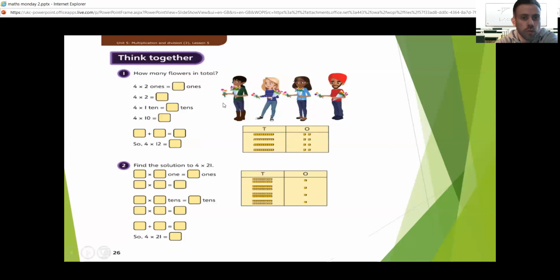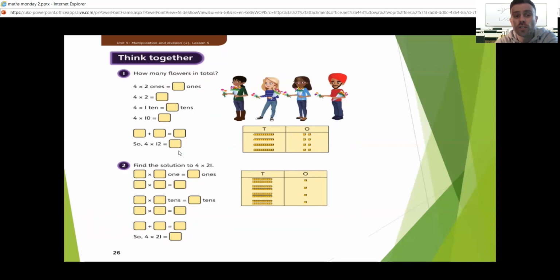All right, so we'll do number one first. 4 times 2 ones is 8 ones. 4 times 2 equals 8. We know that. 4 times 1 10. So what's 4 times a 10? You get 4 tens. 4 times 10 is 40. Okay, we know that. Then you have to do some adding. You have to add your two answers together. So I got 40 add 8. 40 add 8 equals 48. So 4 times 12 equals 48.